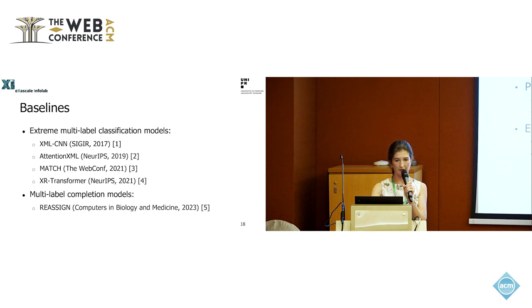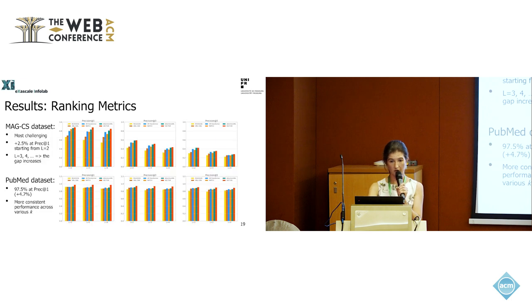We evaluate on three large-scale datasets. I don't have time to talk about them now. We compare against several strong baselines, which recently demonstrated state-of-the-art results for both multi-label classification and multi-label completion tasks. We consider two sets of metrics. First are the ranking metrics, which are precision at K and NDCG at K, which basically demonstrate how well models do at the top K predicted results. I put some results on this slide. There are more in the paper if you want to check.